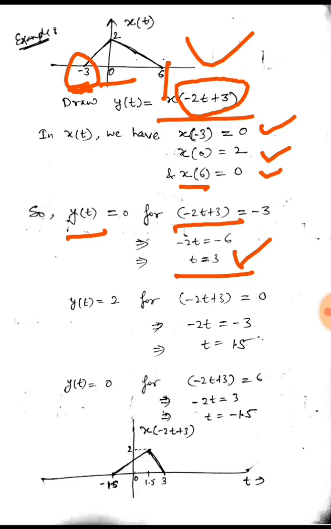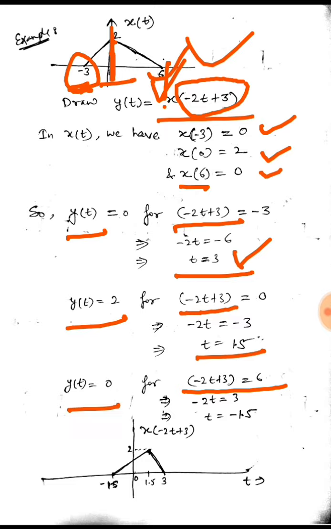Similarly, x(t) was 2 at time 0, so y(t) would be 2 when -2t plus 3 would be 0. Okay, so I get t is equal to 1.5, and y(t) is 0 again at time 6. So y(t) is 0 when -2t plus 3 is 6, because x(t) was 0 when the time was 6. So t comes out to be -1.5.